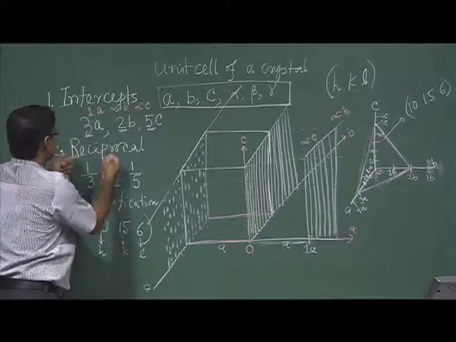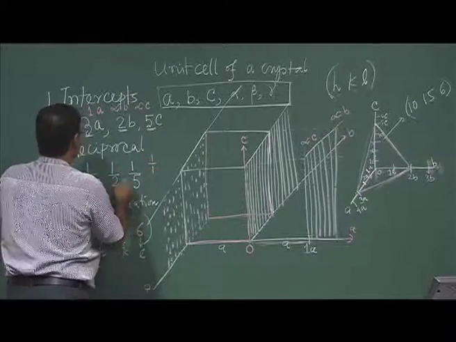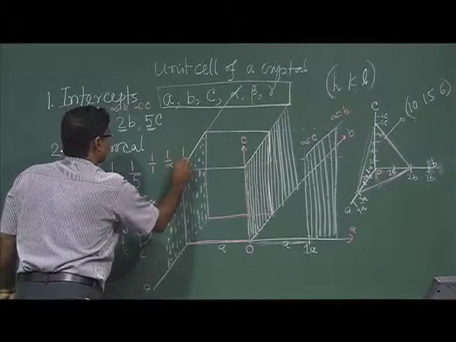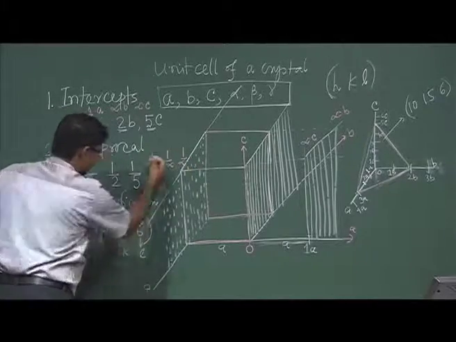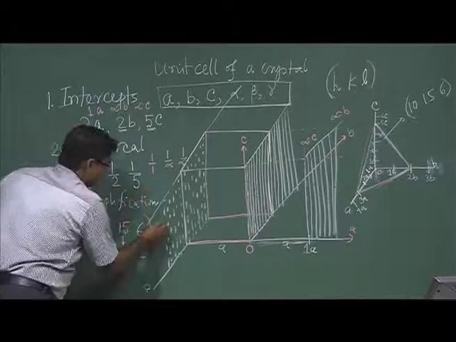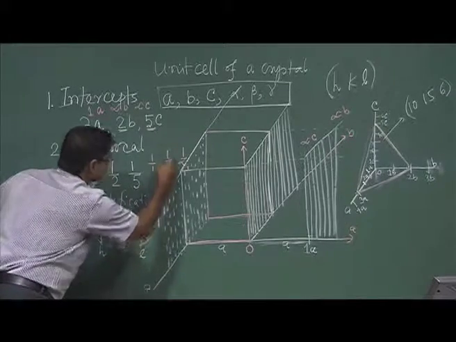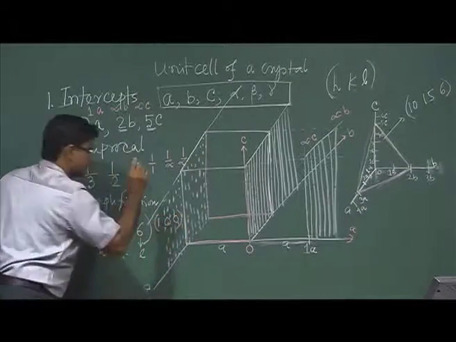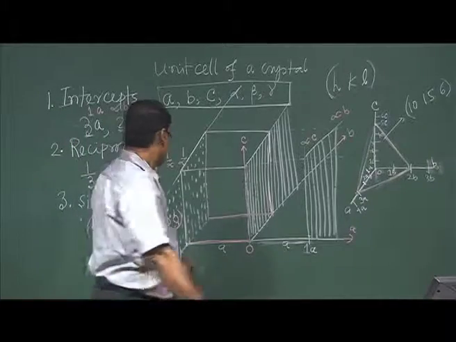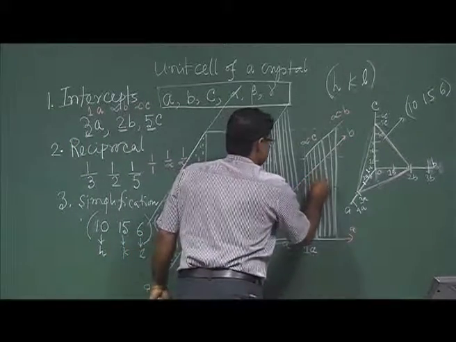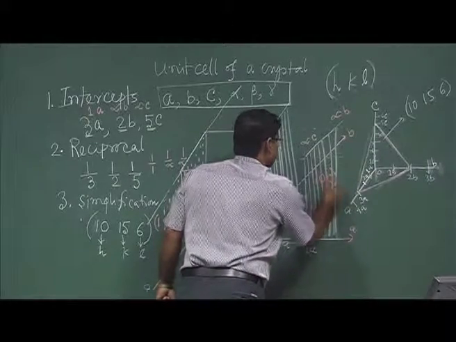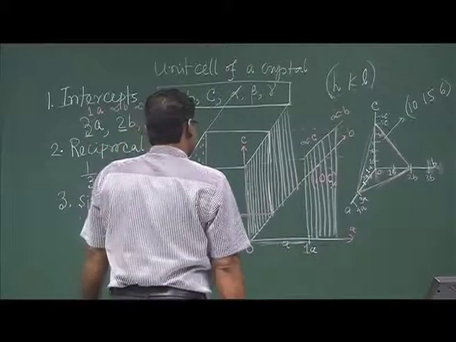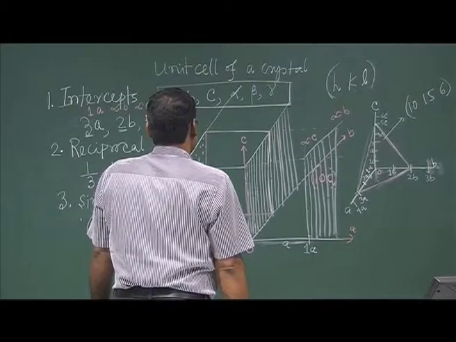Then the next step, we take the reciprocals: 1 by 1, 1 by infinity, 1 by infinity, and after simplification that is basically giving 1 0 0, putting it in brackets. So its name we can give as the 1 0 0 plane.